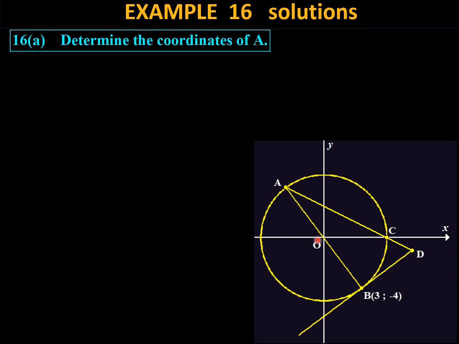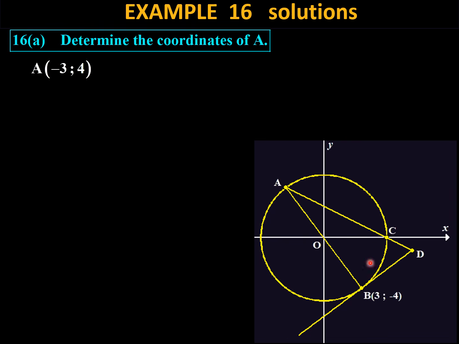What do I know about the diameter? The distance from O to B is equal to the distance from O to A. It's exactly the same. So I can actually do this by inspection. From 3 I go to 0. So from 3 to that x coordinate of 0 means I subtracted 3. So I subtract 3 from 0 again. So I end up with -3.